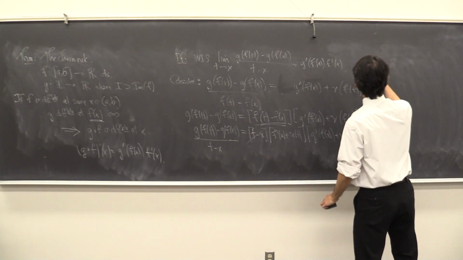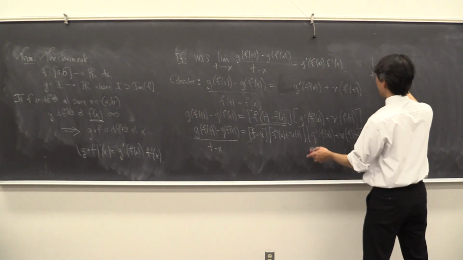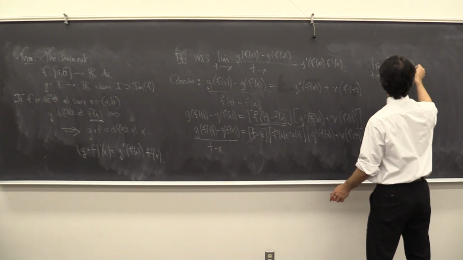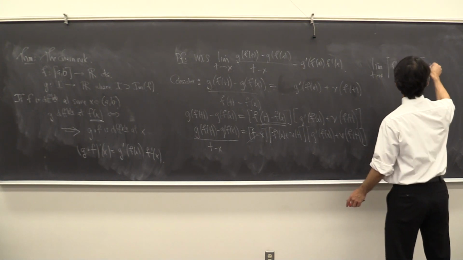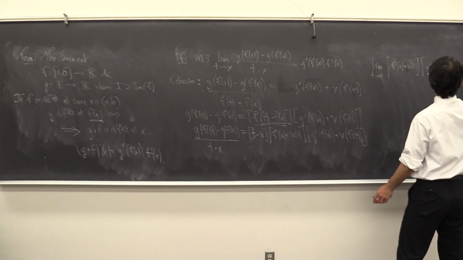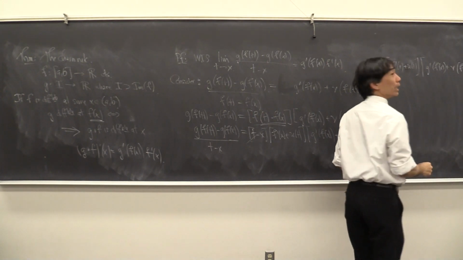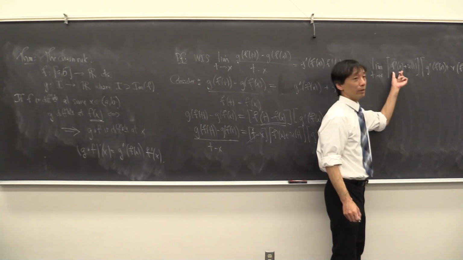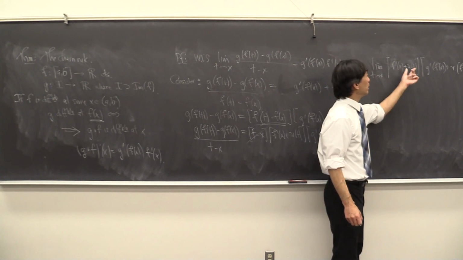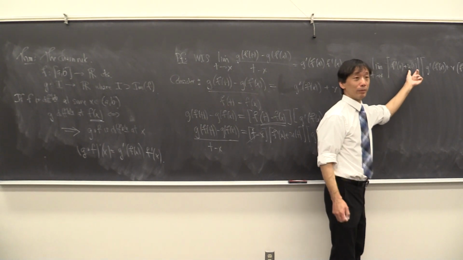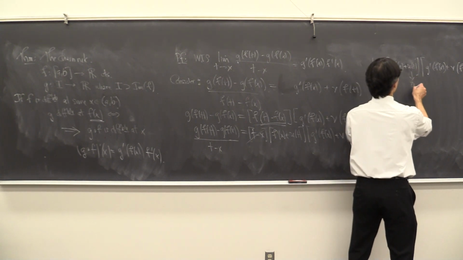Right, the limit as t goes to x of the right-hand side: we have f prime of x plus u of t, times g prime of f of x plus v of f of t. As t goes to x, f prime stays still. What happens to u of t as t goes to x? It goes to 0. That's the error term. That goes to 0.